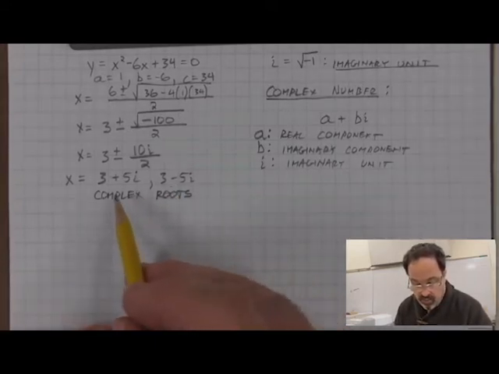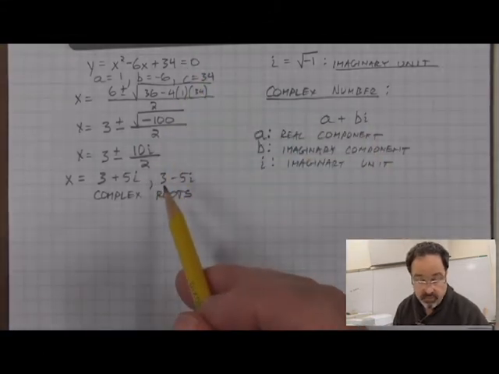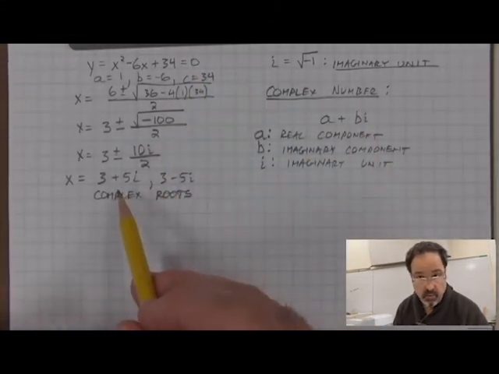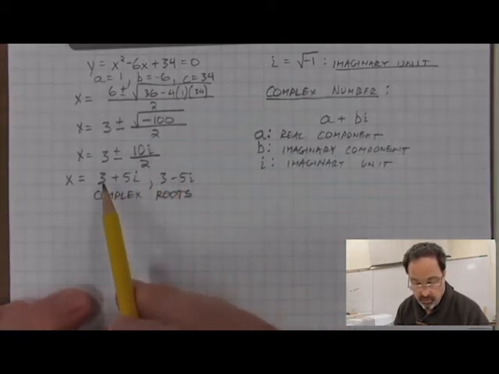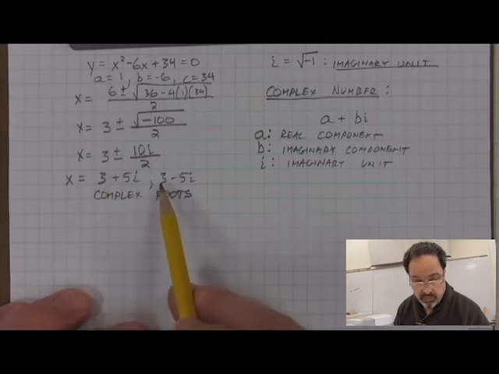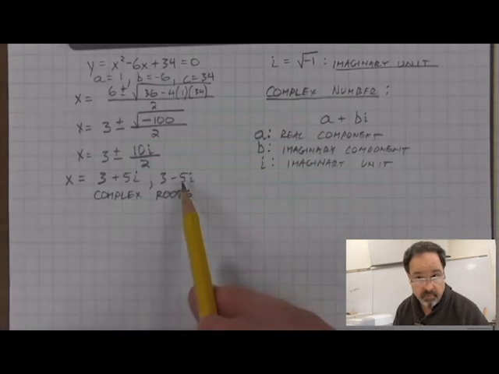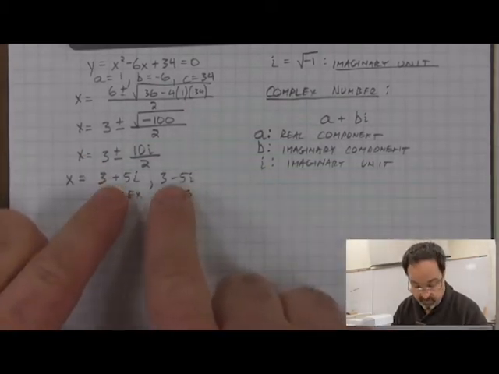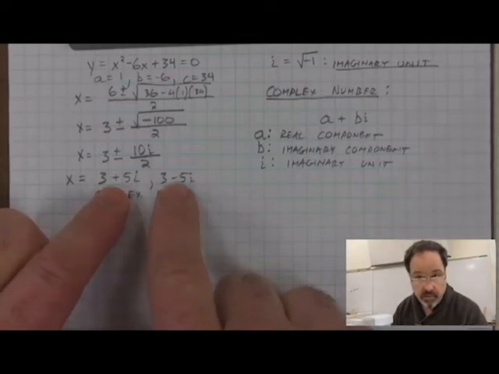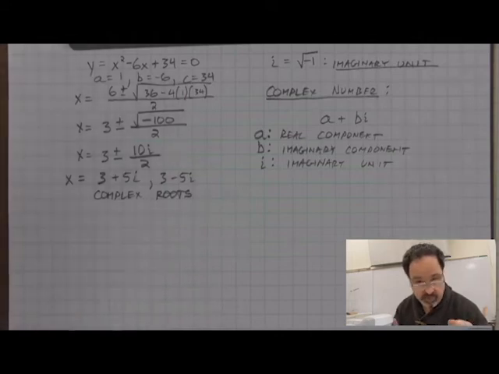When we get complex roots as the result of a solution process, they're always going to come in pairs, where the pair of complex roots will share the fact that their real components are the same, and their imaginary components are equal in magnitude but opposite in sign. Equal in magnitude of 5, but opposite in sign because we're adding one and we're subtracting the other. We call complex roots that are together like this complex conjugates.